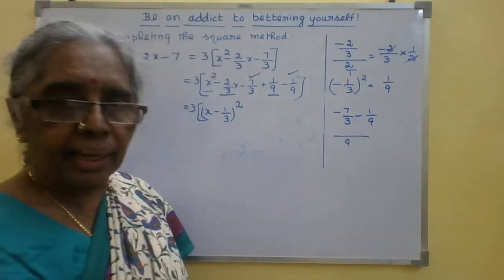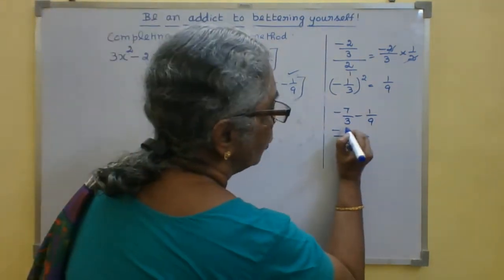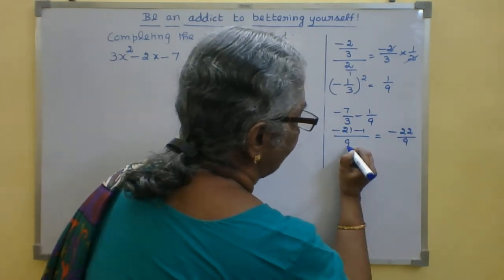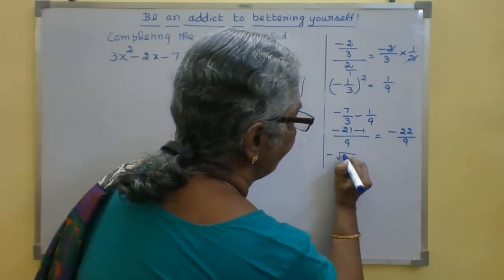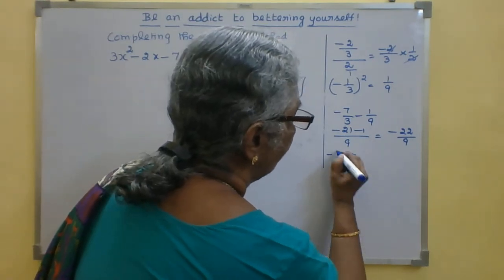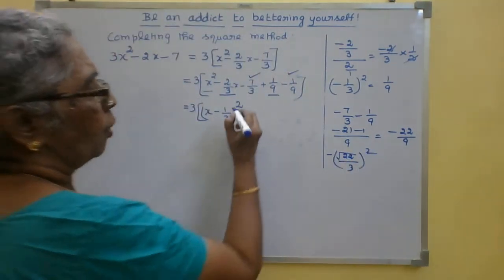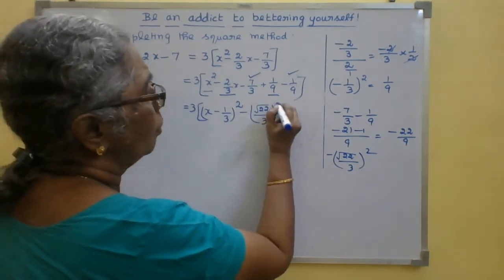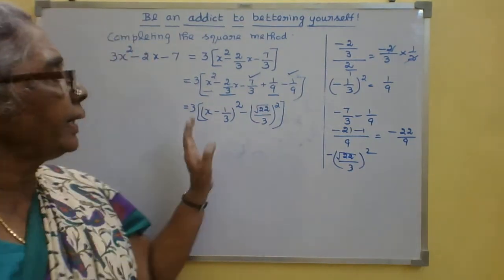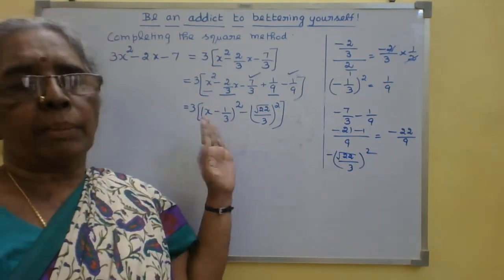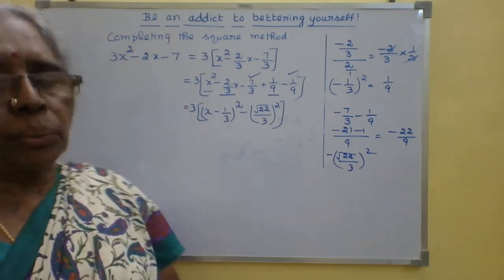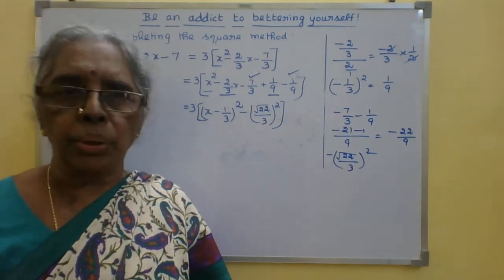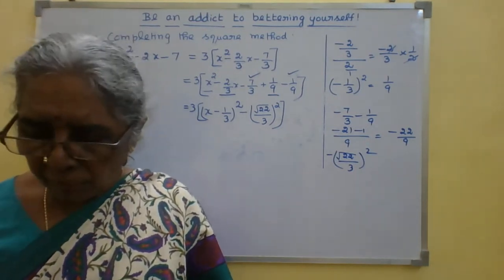Now the LCM is 9. So 3 will go 3 times. You will get minus 21 minus 1, so minus 22 by 9. Now let me write it as minus root 22 by 3 the whole square. So here you are getting some square minus some other square. For this sum, when you have a coefficient, the only difference is to take the coefficient out and then do as you have done in the first example.